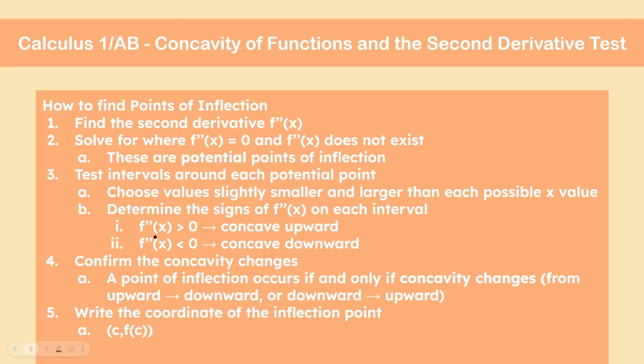If the second derivative of x is greater than 0, that means it's concave upward. And if the second derivative of x is less than 0, that means it's concave downward. So we're going to use this to confirm if the concavity changes. A point of inflection occurs if and only if concavity changes from either upward to downward or from downward to upward. And then we write down the coordinate of the inflection point.